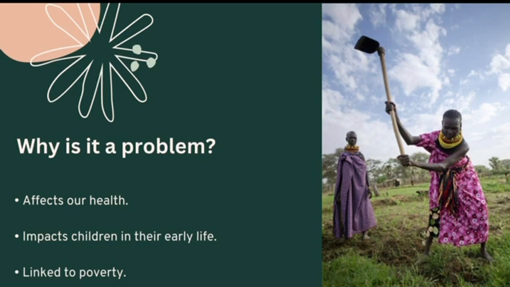The last point here is that it's linked to poverty. Because poverty in our world is at a very high rate, food insecurity is also at a very high rate, and that's why it's a problem.